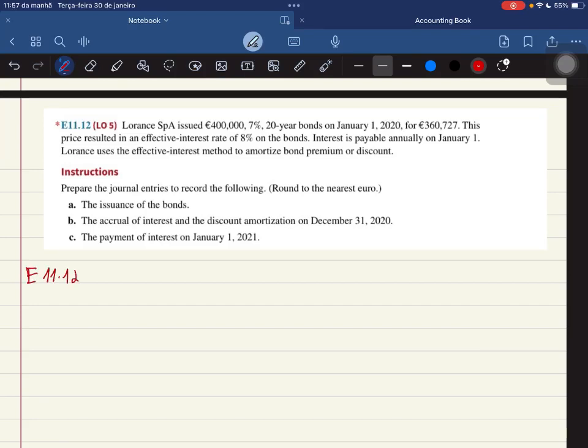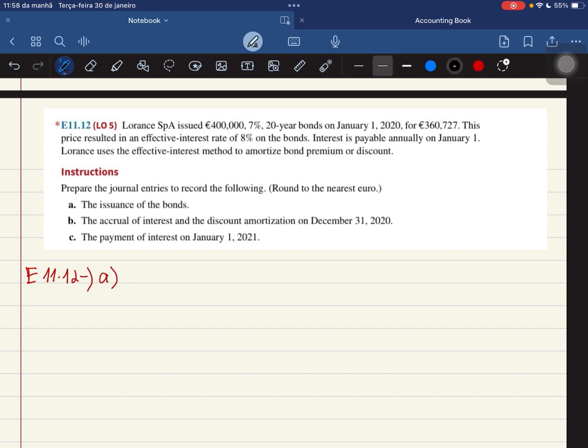E11.12. Lawrence Spa issued 400,000 euros 7% 20-year bond on January 1st, 2020 for 360,727. This price resulted in an effective interest rate of 8% on the bonds. Interest is payable annually on January 1st. Lawrence uses the effective interest method to amortize bond premium or discount. Instructions. Prepare the journal entries to record the following. Round to the nearest zero.